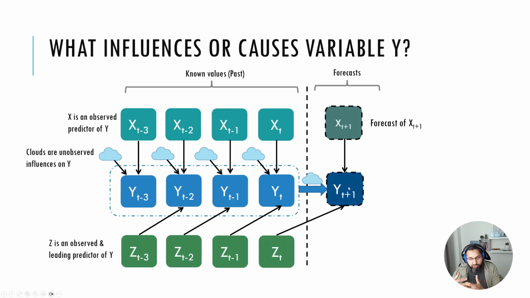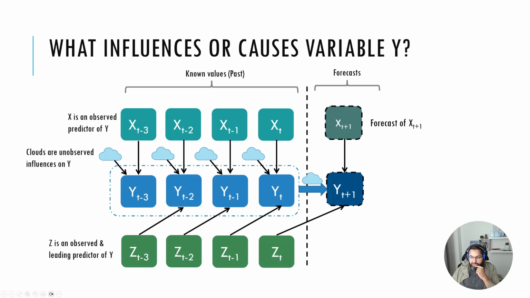So time series forecasting methods are going to look at the past values of the same variable and try to identify patterns that they can project forward and try to predict the future value. Now, time series is not the only way to forecast. We may also have something like Z. Z is an observed and leading predictor of Y.